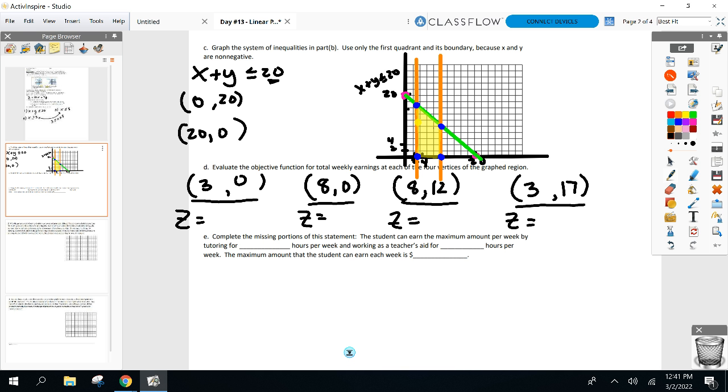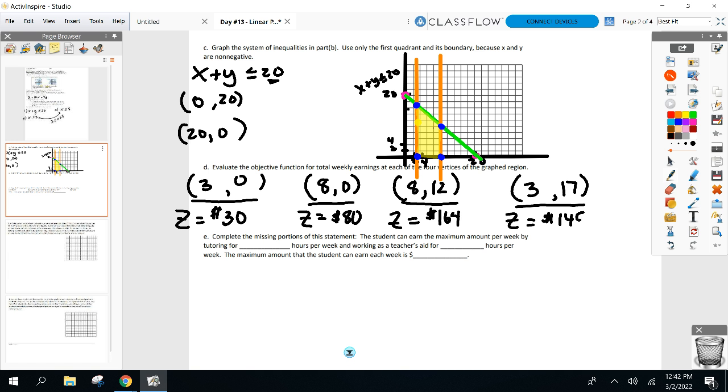All right, here we go. Let's finish this up. 3, 0. So if I tutor for 3 hours and don't do any hours being a teacher's aide, I'm only going to make $30. All right, what if I tutor 8 hours and don't do anything with the teacher's aide? $80. Getting a little higher. What if I spend 8 hours tutoring and 12 hours being a teacher's aide? I make $164. And then 3 hours tutoring, 17 hours as a teacher's aide: $149.